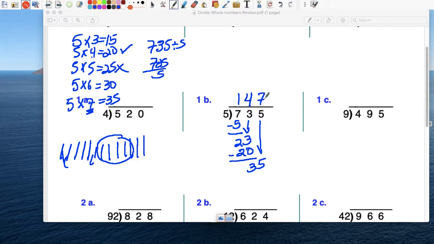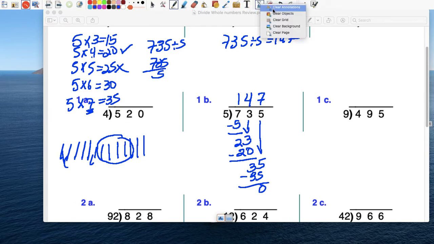So I'm going to put a 7 over here. 7 times 5 is 35. And that's our answer. So 735 divided by 5 is 147. Please check your calculators. Use it to your advantage. You have a calculator with you, use it.